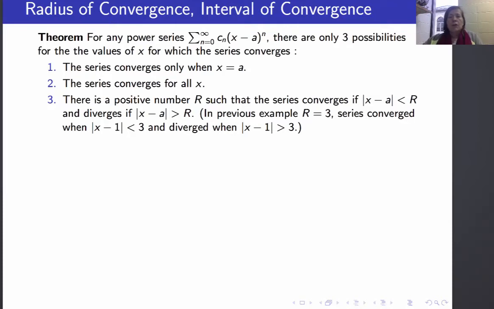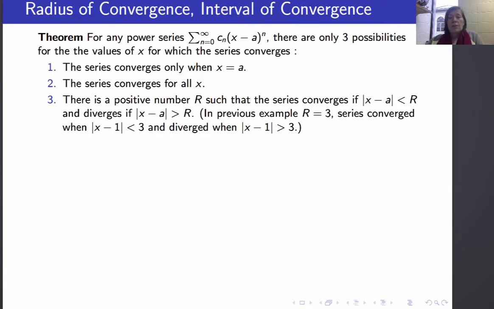So when we're trying to determine the interval of convergence of a power series centered at a, three things can happen. Either the series converges only at x equals a, or the series converges for all x, or there's some positive number r so that the series converges if the absolute value of x minus a is less than r, and diverges if the absolute value of x minus a is greater than r, and converges either at 0, 1, or both of the endpoints of this interval from a minus r to a plus r.